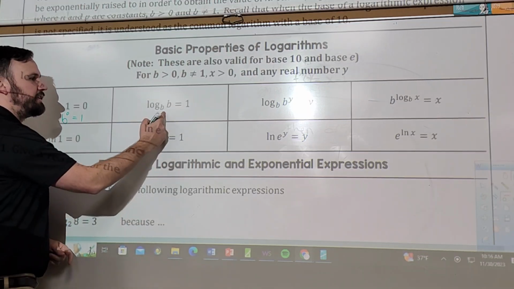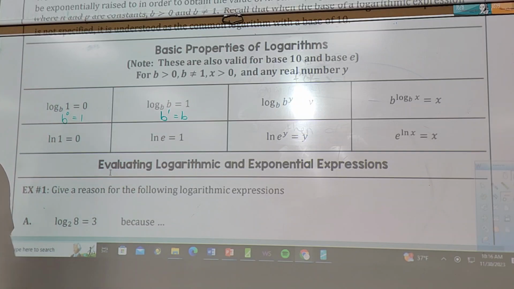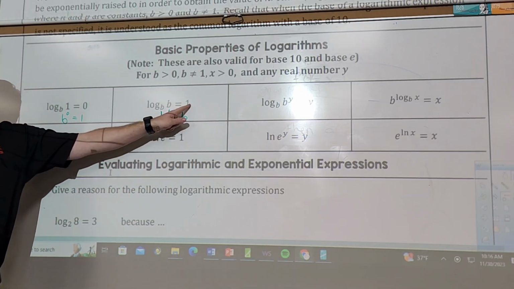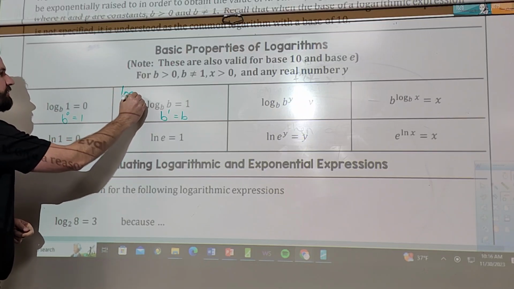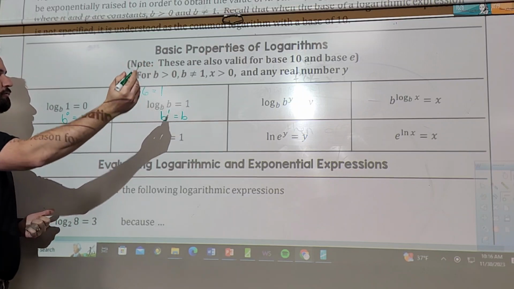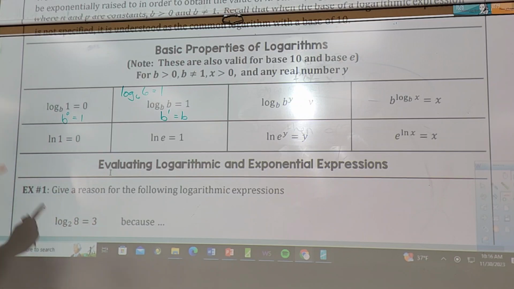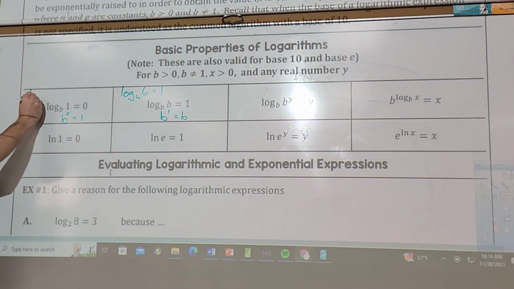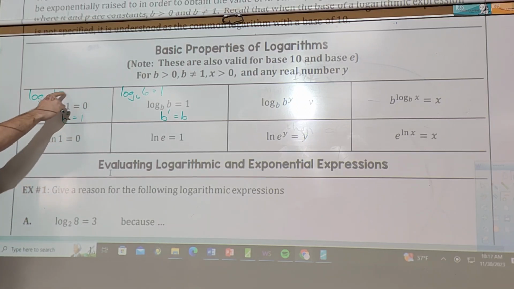Just like this. This is saying b to the first power equals b. This is your power. So like if I had log base 6 of 6, what would that be equal to? 1. 6 to what power equals 6? 1. I'll give you an example here too. What's log base 5 of 1 equal to? 5 to what power equals 1? 0.